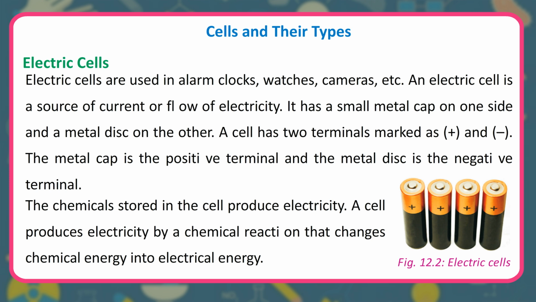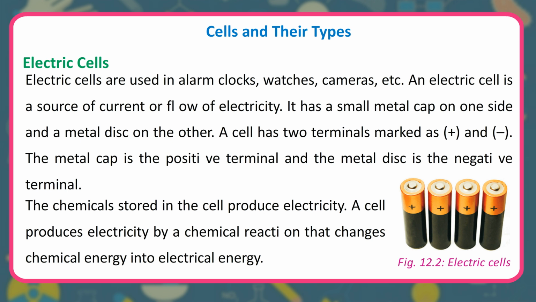Cells and their types. Electric cells. Electric cells are used in alarm clocks, watches, cameras, etc. An electric cell is a source of current or flow of electricity. It has a small metal cap on one side and a metal disc on the other. A cell has two terminals marked as plus and minus. The metal cap is the positive terminal and the metal disc is the negative terminal.